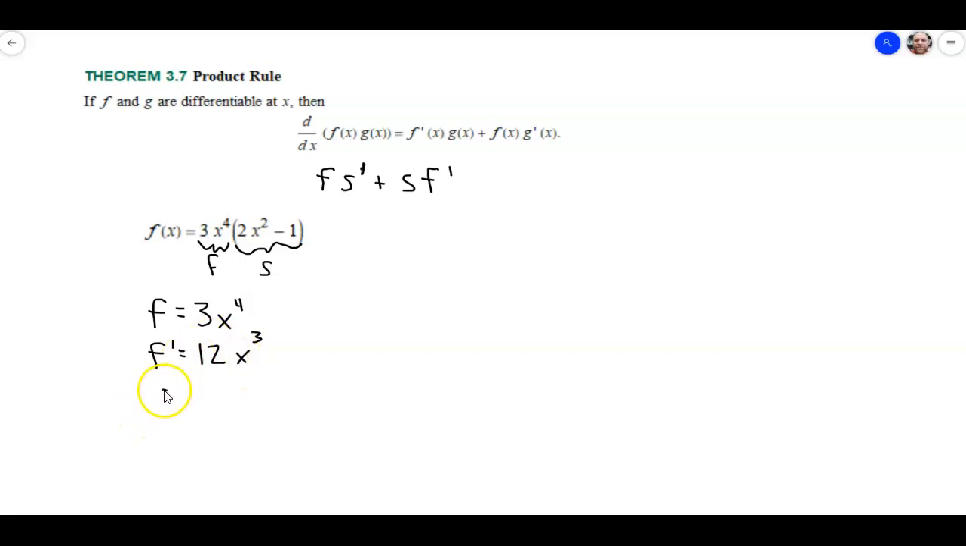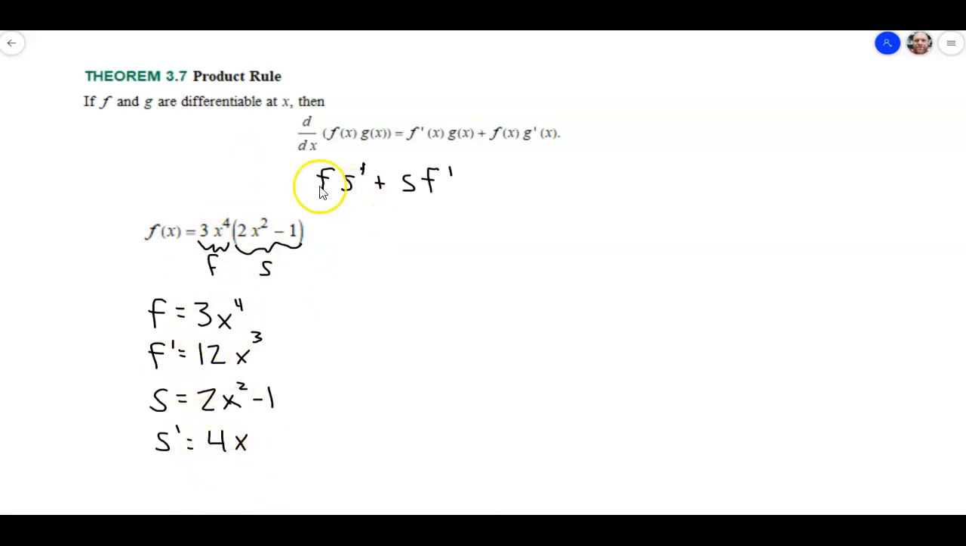All right, for the second term, that's going to be 2x squared minus 1. And the derivative of the second term is going to be equal to, well, we can use the sum rule to break those up. So the first thing is just going to be 4x to the first, which is 4x, and then the minus 1 is a constant, so the derivative of that is just 0. So we're just going to have 4x.